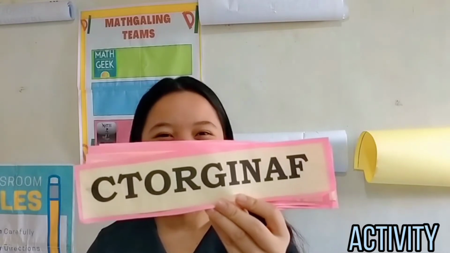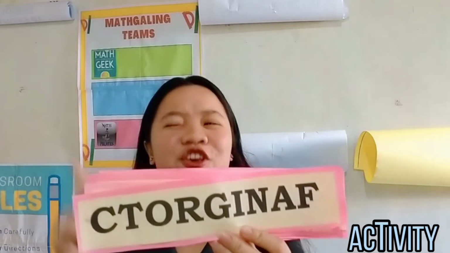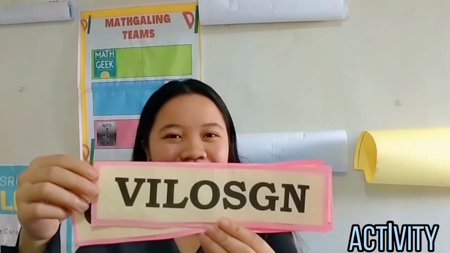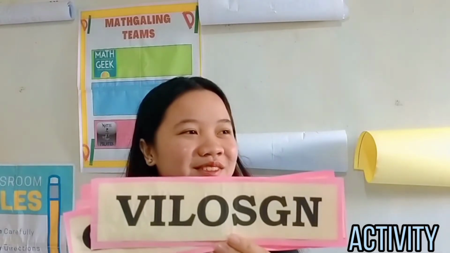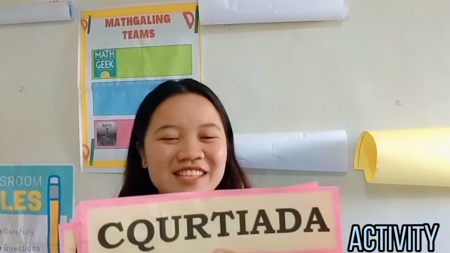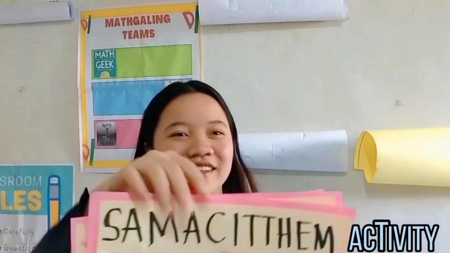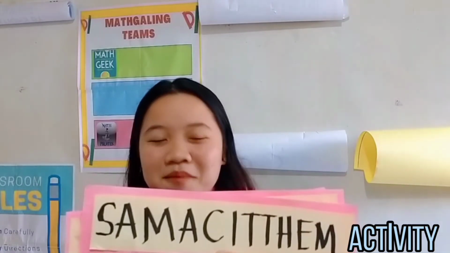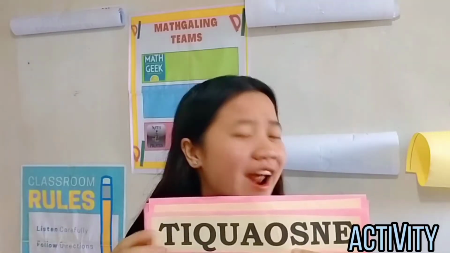Yes! Team Green! Factoring, you're correct! Next, number 2 is... Yes, Team Blue. Alright, solving. You're correct. Next. Yes, Team Pink. Alright, what is this again? This is quadratic. Yes, you're correct. Next. Yes, Team Green. Alright, you're correct. It is mathematics. And the last. Yes, Team Blue. You're correct, Team Blue.